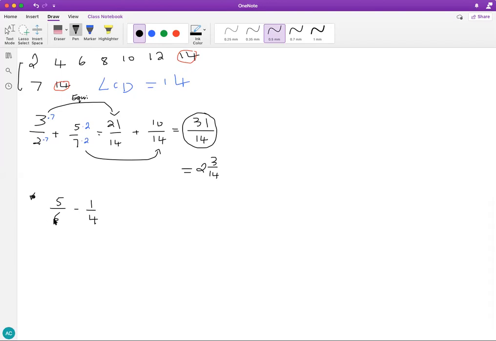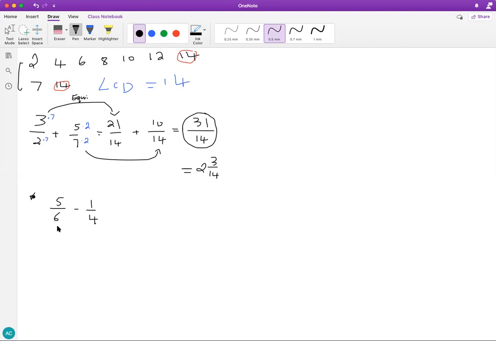In other words, a number that both of these can go into, or a multiple of 6 and 4. It will be 12. 12 is the least. Okay, it's not always this times this. Although 6 times 4 is 24, it's also a common denominator, but it's not the least. That's what the L is for.